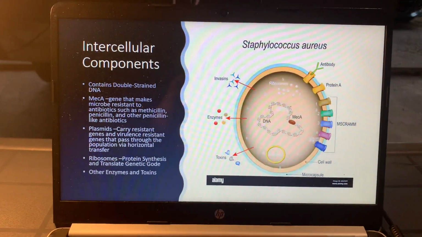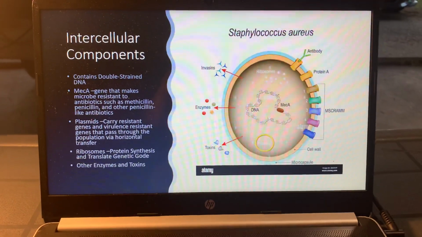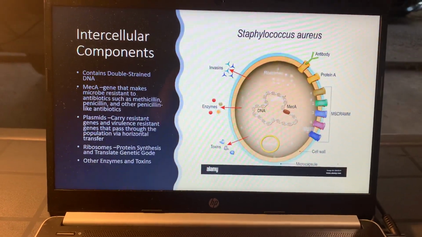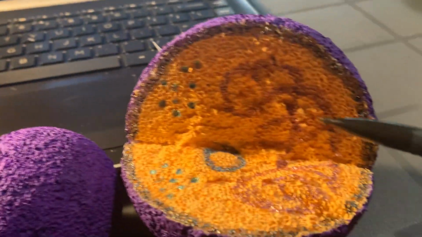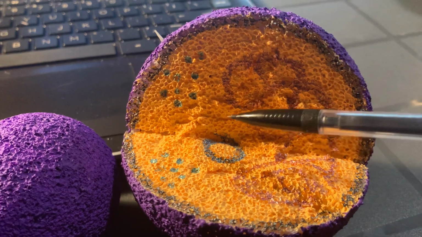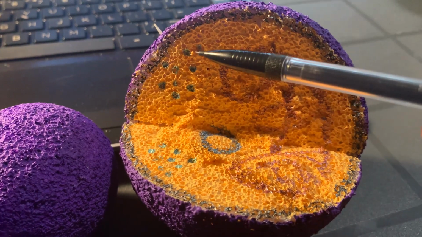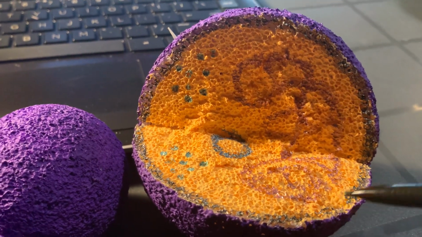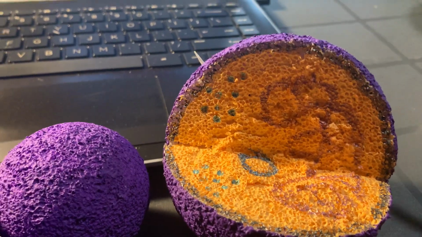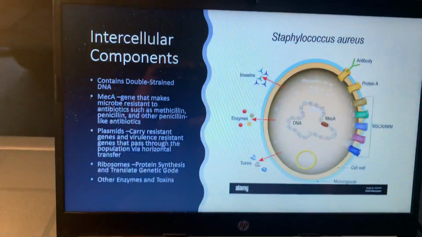They also have ribosomes that perform protein synthesis and translate genetic code, and they have other enzymes and toxins. So let's look at my model. Here we have my double-stranded DNA. We have a plasmid, and we have some ribosomes. And again, that is my cell wall along the outside, surrounded by the polysaccharide capsule.